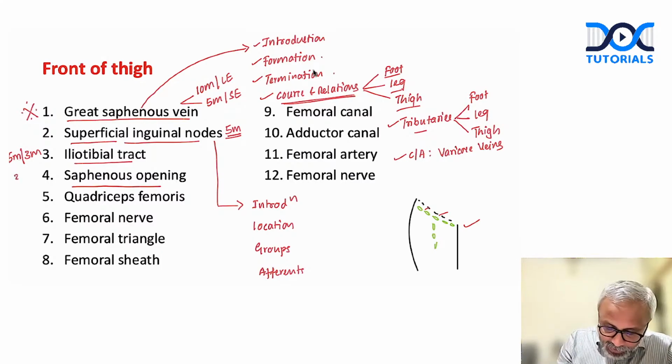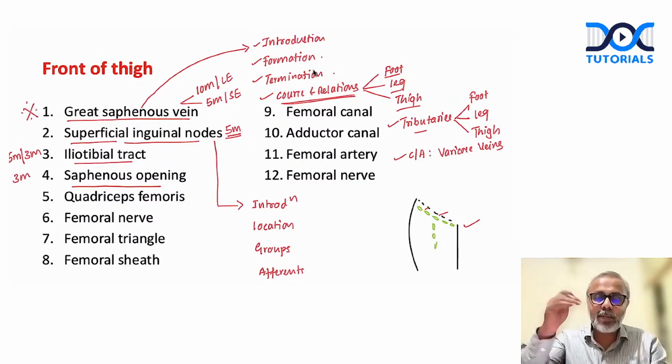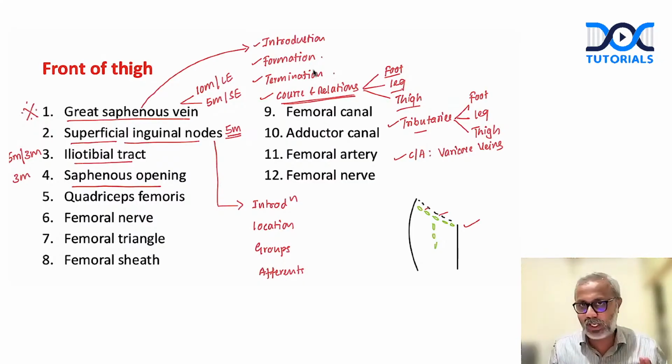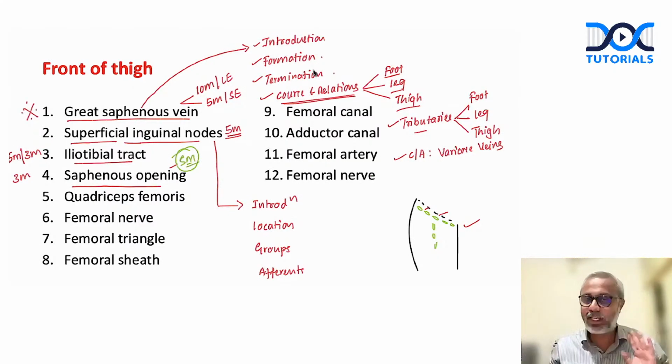Saphenous opening is a 3-marker question again. What is saphenous opening? Definition. Where is it present? Location. What are the structures piercing through the saphenous opening? Right? This is what we need to write if saphenous opening is asked. Saphenous opening, remember, is also one of the most frequently asked surface marking topics in your practical exam.